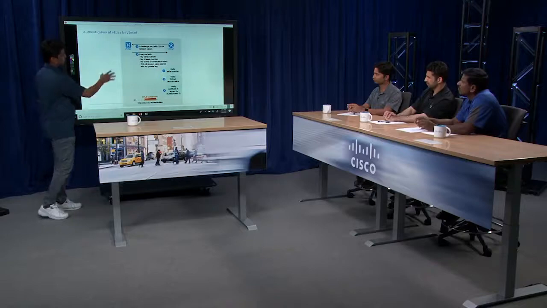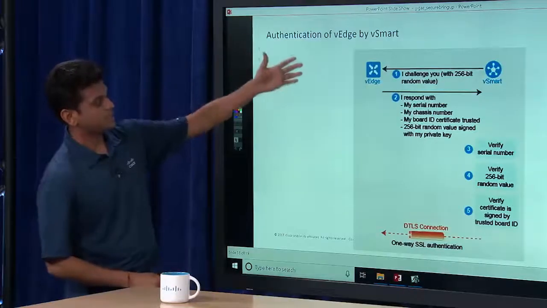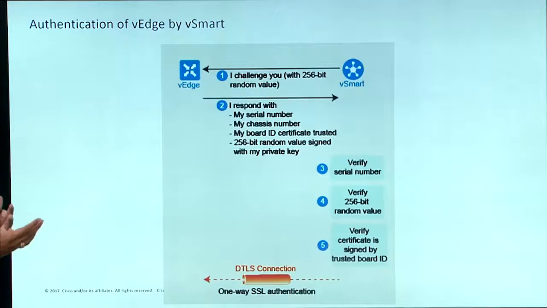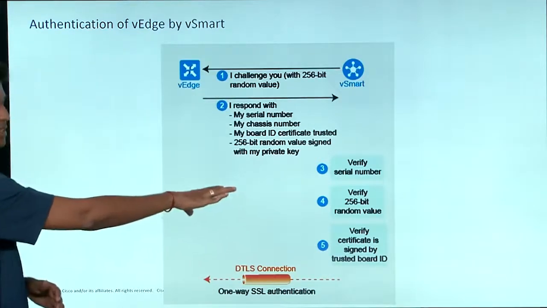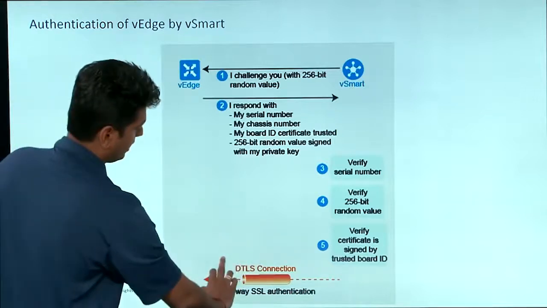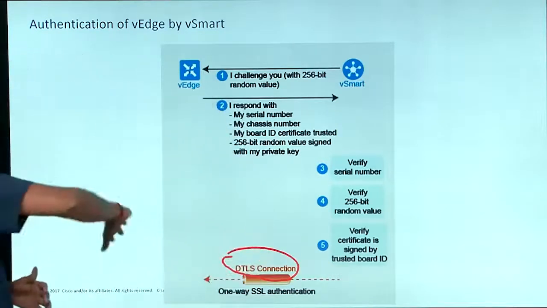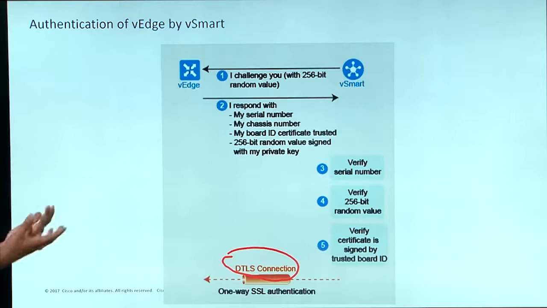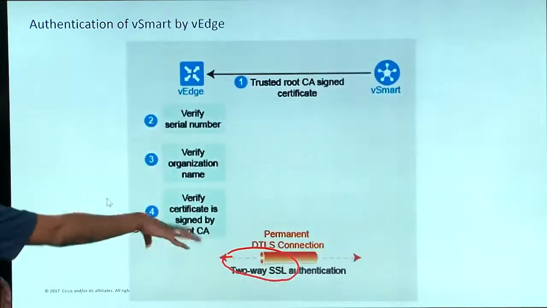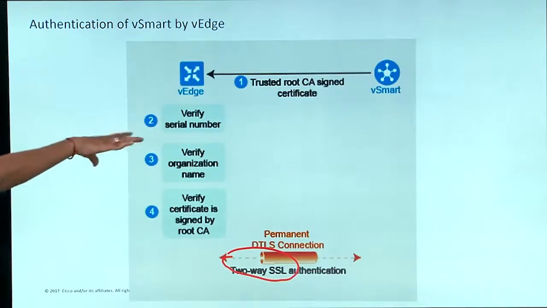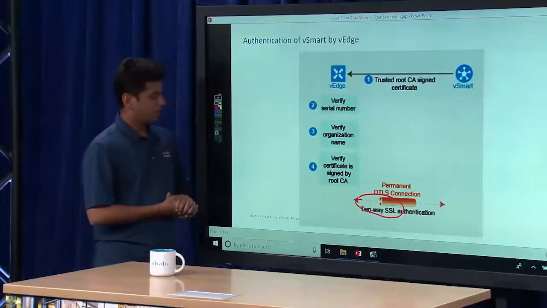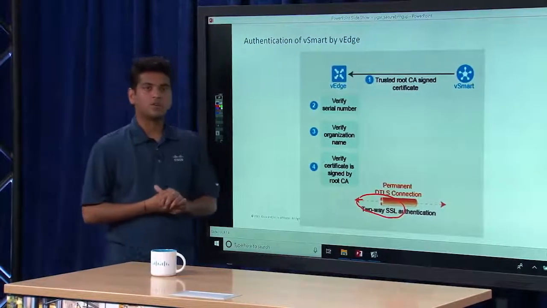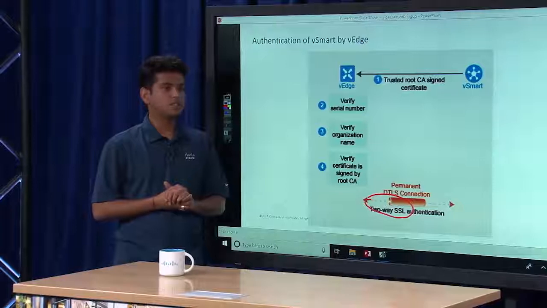Okay. So this is the part where the vEdge is authenticated by the vSmart and vice versa. So again, same steps where the challenge ACK phase and the DTLS connection. I've explained this considering vEdge wants to get authenticated first, and at the end of it, you'll have a permanent DTLS connection when the vSmart and the vEdge are talking in the other way. So yes, that's all I had for the certificate part of the SD-WAN secure bring up.